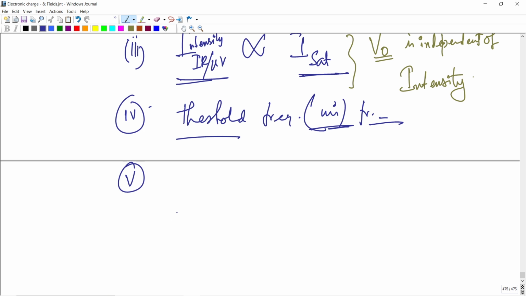And number 5, a very important observation: there is no time lag. This is a fast process. In the whole lecture we did not discuss time. These are independent of time, so these are very fast processes. So that's the photoelectric effect and photoelectric emission.